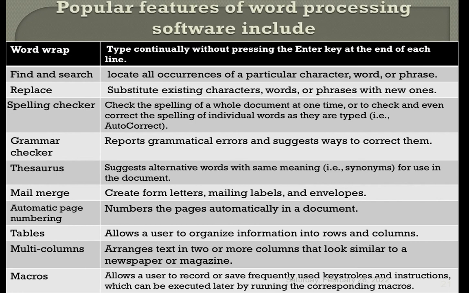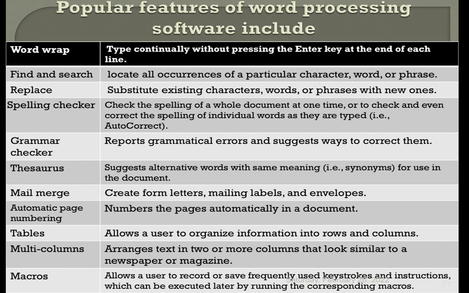Let's look at the popular features of a word processor. As you can see them here: word wrap, find and search, replace, spelling. What's word wrap? Let me explain. When you're typing your document, when the line reaches the right margin, the cursor automatically goes to the next line. It is a feature in Word which allows you to type your work without pressing the enter key at the end of the line to take you to another line.